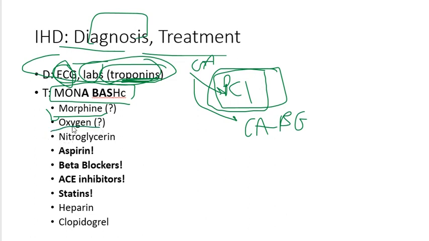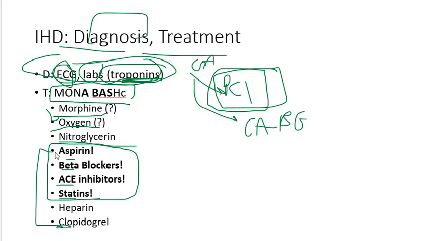Oxygen is good, but also plus minus. Nitroglycerin, indeed, it is needed, but the core of the MONABASH is right here, and that is aspirin, beta blockers, ACE inhibitors, and statins, plus clopidogrel as well.